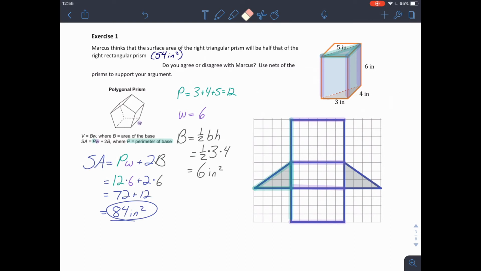And if you think about it, it makes sense. While we did cut the prism in half to create this new shape, we made one more surface than was on our rectangular prism. A piece that was previously on the inside was now on the outside. So our surface area would end up being that much more than half of the original surface area.